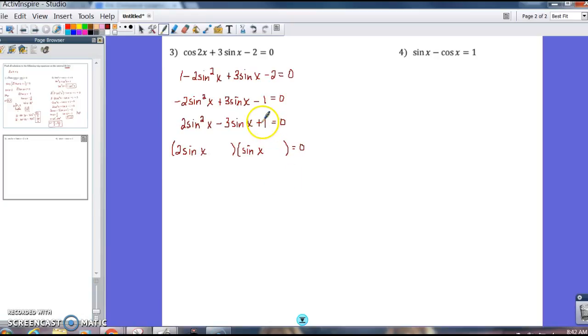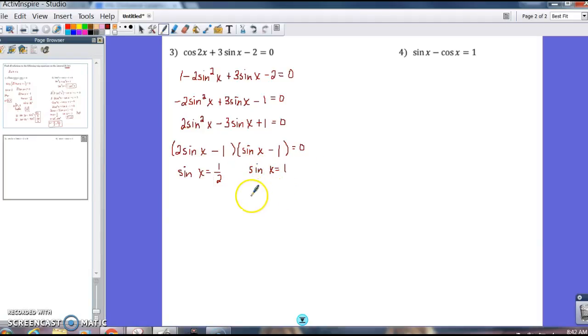Because they have to multiply to +1, but they have to add to a negative number, I'm going to make both of these negative. Okay, so the outside terms would be -2 sine x, the inside terms would be negative sine x. That adds to that -3 sine x. So here I get sine of x is equal to 1/2. Here I get sine of x is equal to 1.